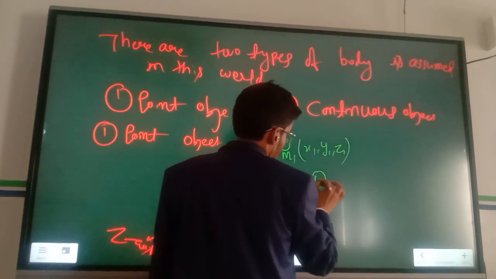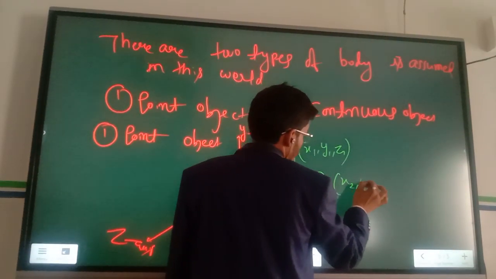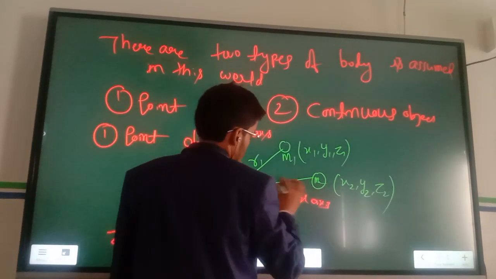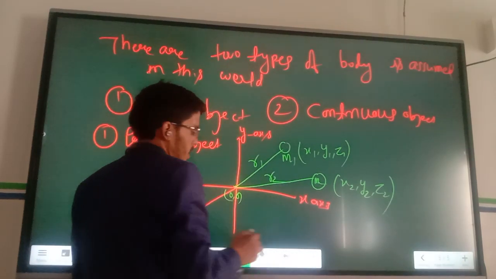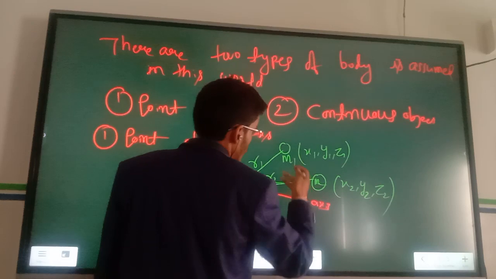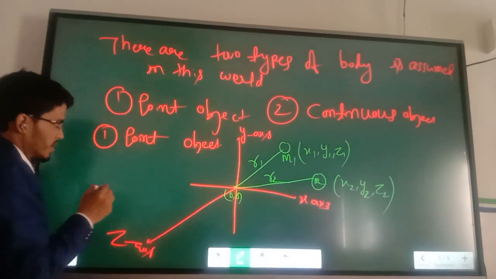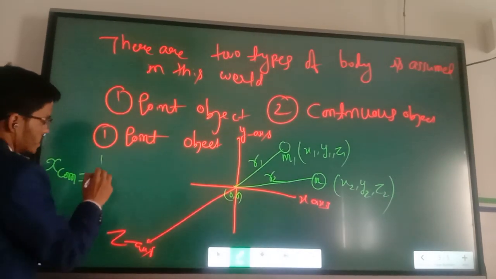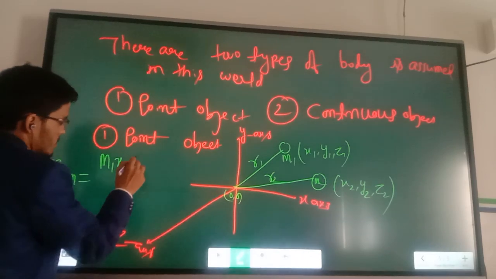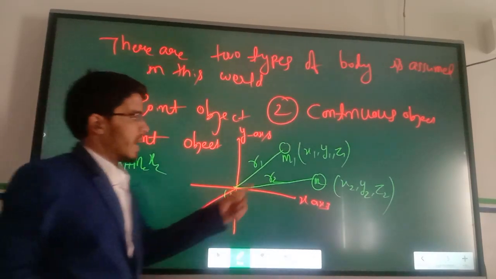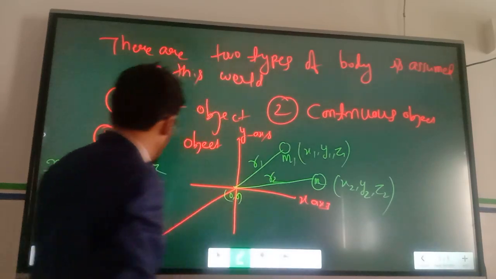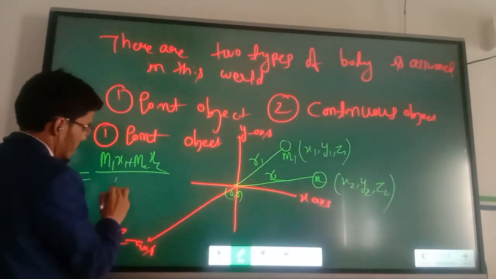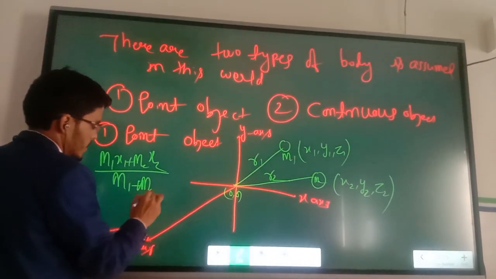And suppose this is m2. So here x2, y2, and z2 is the location of m2 with respect to the origin. For a point object, x center of mass is m1x1 plus m2x2. I have taken only 2 points here, so I write only for 2 points. So m1x1 plus m2x2 upon the summation of m, that is m1 plus m2.